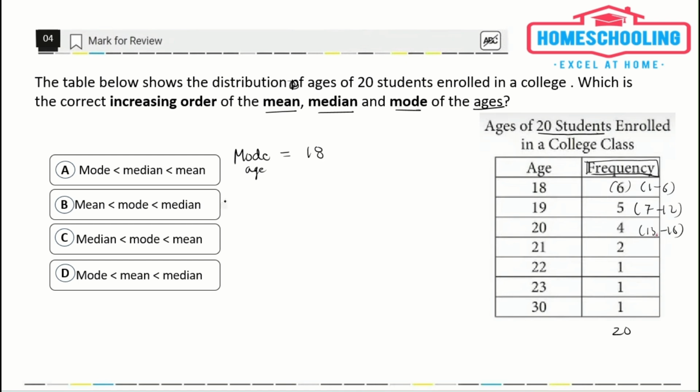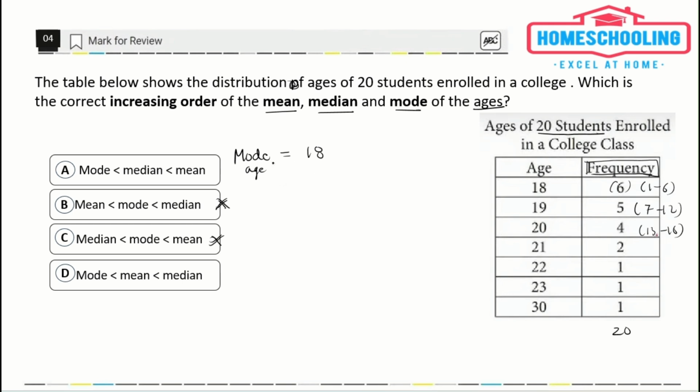So by this, we can eliminate 2 options, because the mode is smallest in options A and D. We can eliminate the other 2 options because the mode is not the smallest there, and among these ages, 18 is the smallest age. Now we will get the right option from either A or D. Let's find it out.